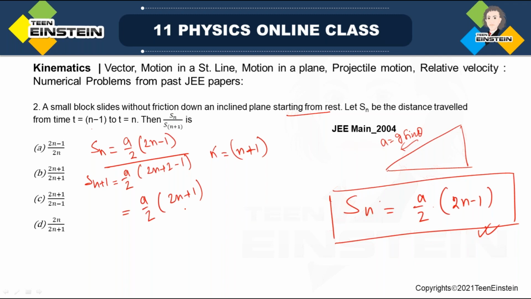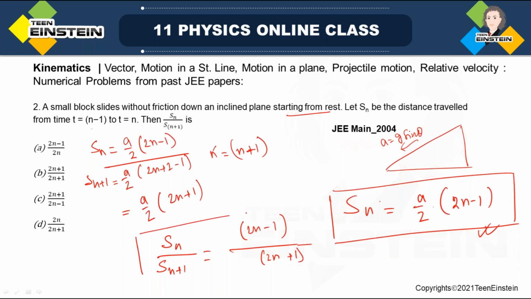Now we can just take the ratio of Sn divided by Sn plus 1. So it is a by 2, 2n minus 1, divided by a by 2, 2n plus 1. So what is this a? A is g sine theta, it doesn't matter, this a is the same for both the cases, so they will cancel each other, and finally this will be the answer.